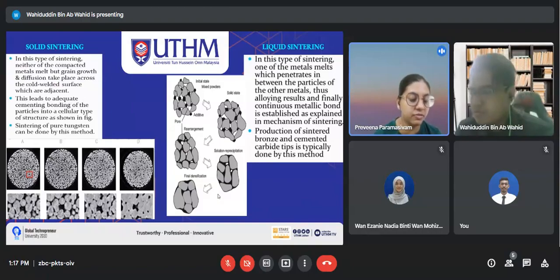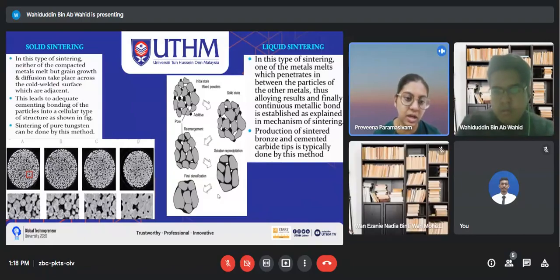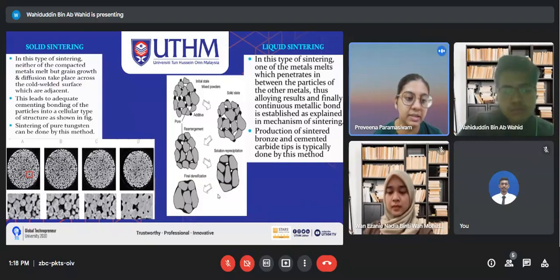The figure above shows how the sintering process occurs in the solid phase. The second one is liquid sintering, where one of the metals melts and penetrates in between the particles of the other metals. Finally, a continuous metallic bond is established as explained in the mechanism of sintering. Production of sintered bronze and cemented carbide tips is typically done this way. We can see among the solid state there are other particles present, and these melt, and there's a wetting process in liquid sintering. Next slide.